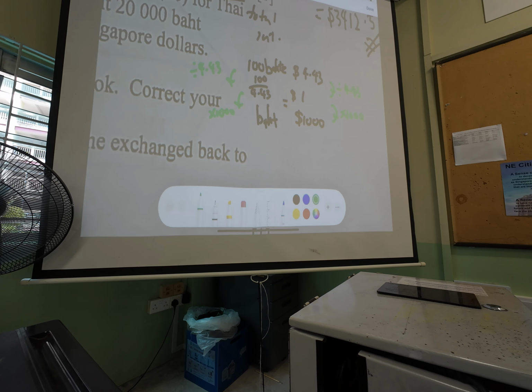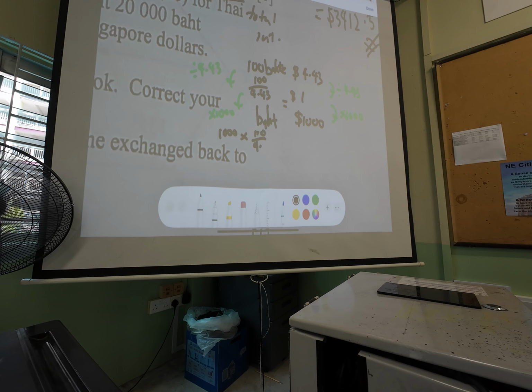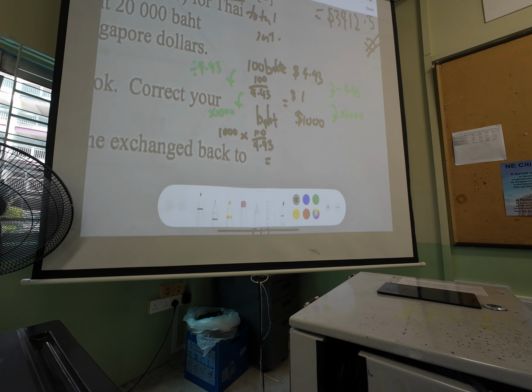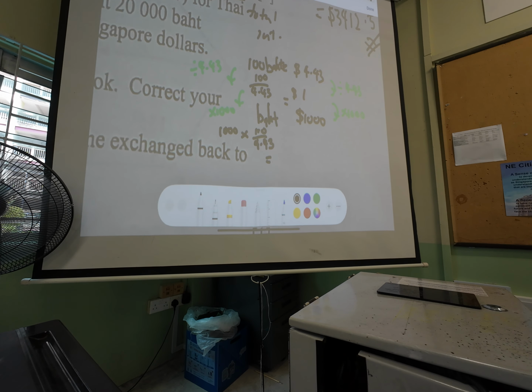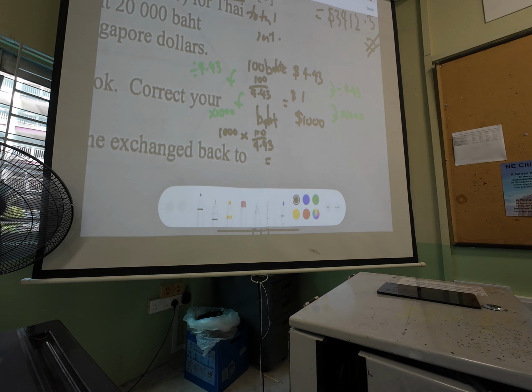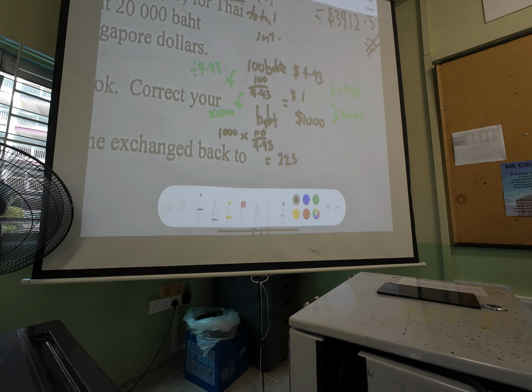How much can $1,000 get in baht? It is 1,000 multiplied by 100, divided by 4.43. Again, all this, go and press your calculator. Get used to your calculator. So 1,000 Singapore dollars will change into 22,573 baht.